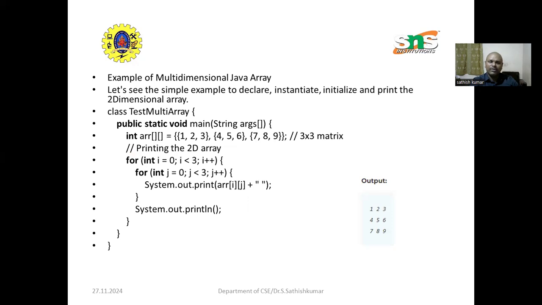Here is the program. int array equals 1, 2, 3, 4, 5, 6, 7, 8, 9. This is a 3 by 3 matrix. We are going to use two loops, one for the i loop and another for the j loop, so the ith row and jth column will be printed. First, for i equal to 0, i less than 3, i plus plus. Next, j equal to 0, j less than 3, j plus plus. Then a of i, j will print 1, 2, 3, 4, 5, 6, 7, 8, 9 in this order.